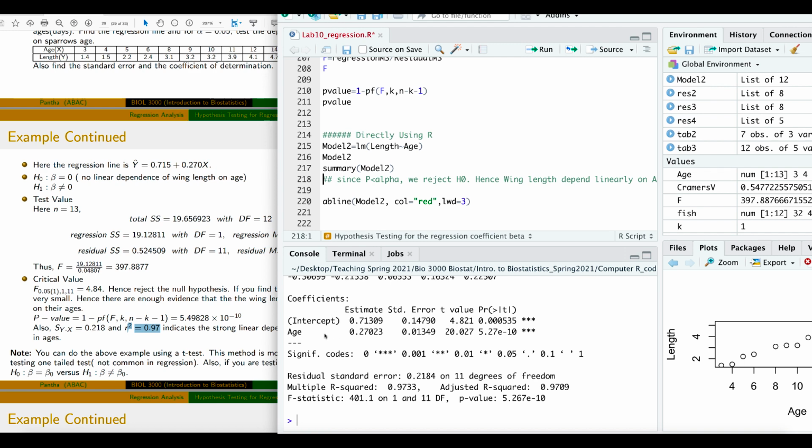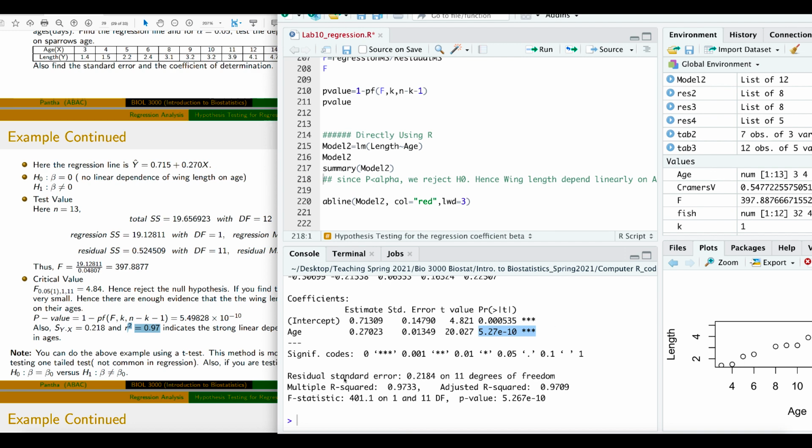Look at that. What are the x value? See the a and b value. This is a, this is b. The main thing we look at here is, you see that, the intercept is 0.71309, and then age is the b value. This is a value, this is b value, and then another thing is the p value of the age. So this is significant. P value is less than alpha, right? So we reject the null hypothesis.